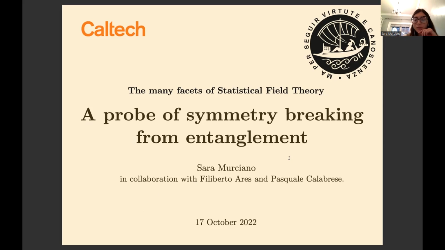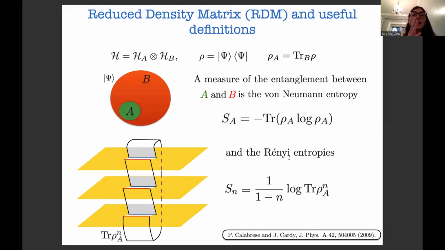Before going into the details, I will just summarize what are the main definitions in this game between entanglement and symmetries. So usually, if we are interested in the bipartite entanglement between two complementary parts, A and B, the setup that we consider is the following.